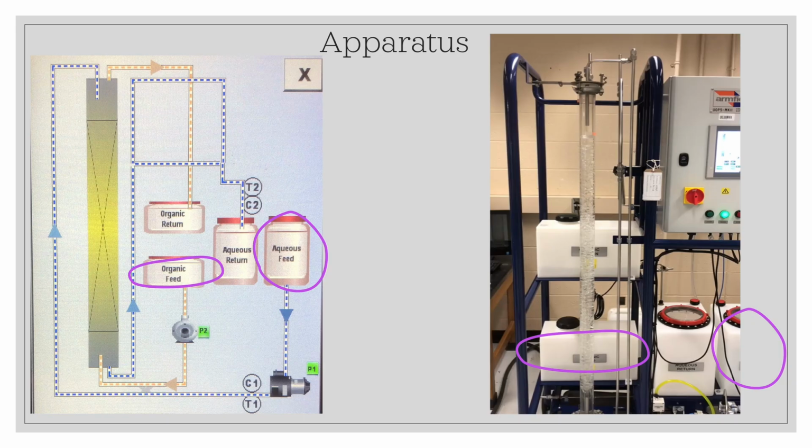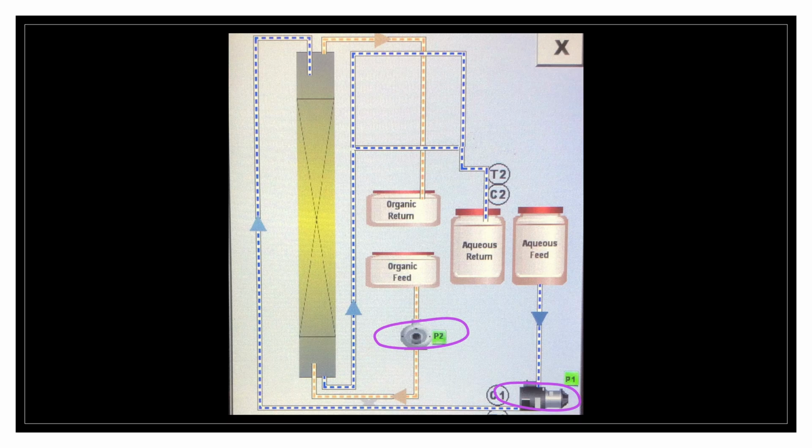The pilot apparatus shown here is the pilot equipment that we used in the lab, and it contains organic and aqueous feed tanks used to store the two liquids before being pumped through the column by the organic and aqueous feed pumps. These pumps are calibrated to pump 0 to 250 milliliters per minute of aqueous feed or organic feed each.